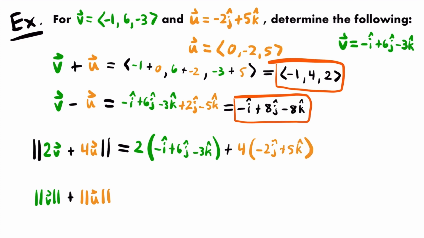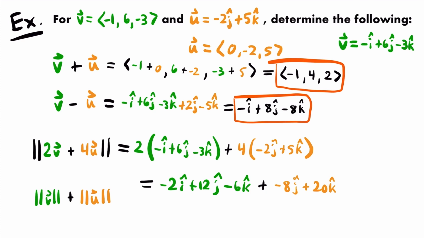All right, so now all we have to do to perform this scalar multiplication is multiply those scalars through these quantities. So this will be equal to negative 2i plus 12j minus 6k, and then we're adding that to negative 8j plus 20k. All right, so 2 times negative 1, negative 2, 2 times 6 is 12, 2 times negative 3 is negative 6, 4 times negative 2 is negative 8, and 4 times 5 is 20.